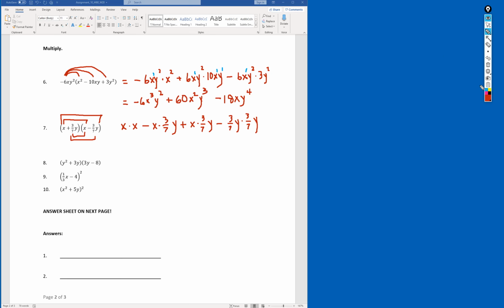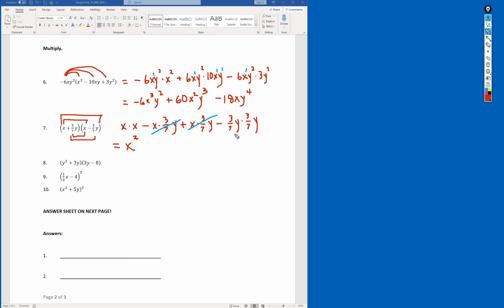Now what you hopefully noticed right off the bat is that these two central terms here are opposites. Negative x times 3/7 y, positive x times 3/7 y. These cancel. We can just get rid of them. What do we have left? Well, we have x squared. And then we have this.